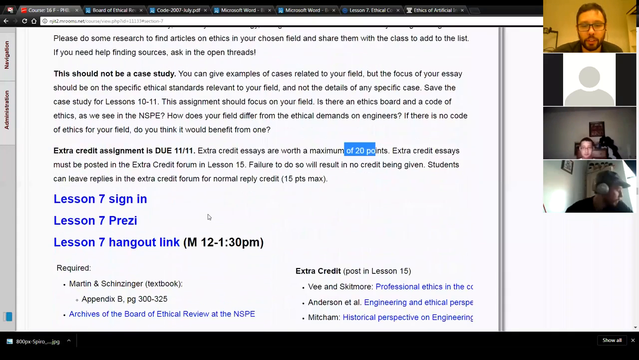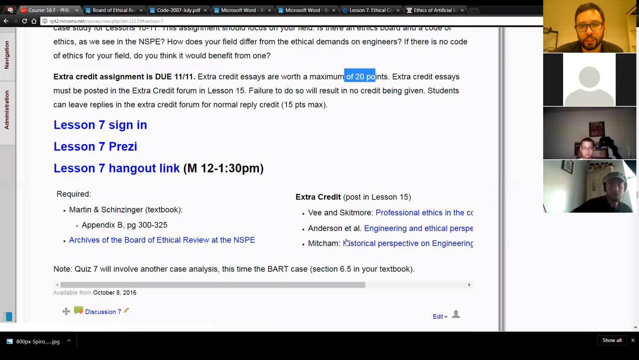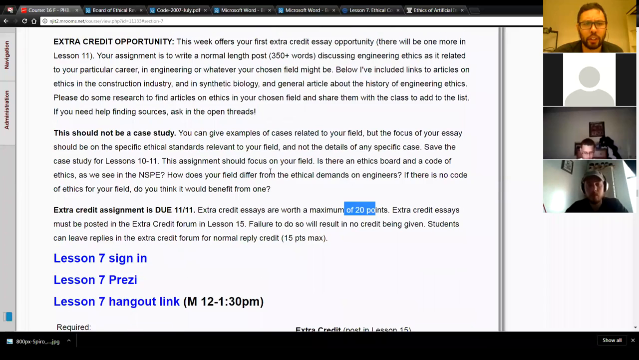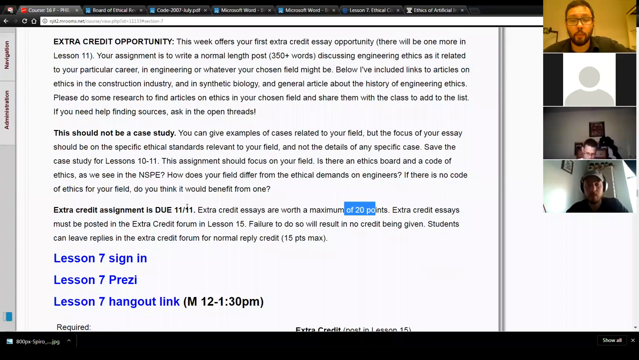I've included some resources if you're in biology, civil engineering. I've included a couple of other resources there. Again, look at Appendix B in your textbook. We'll have the code of ethics for all the different engineering societies. If you're a software engineer, you can also do that.